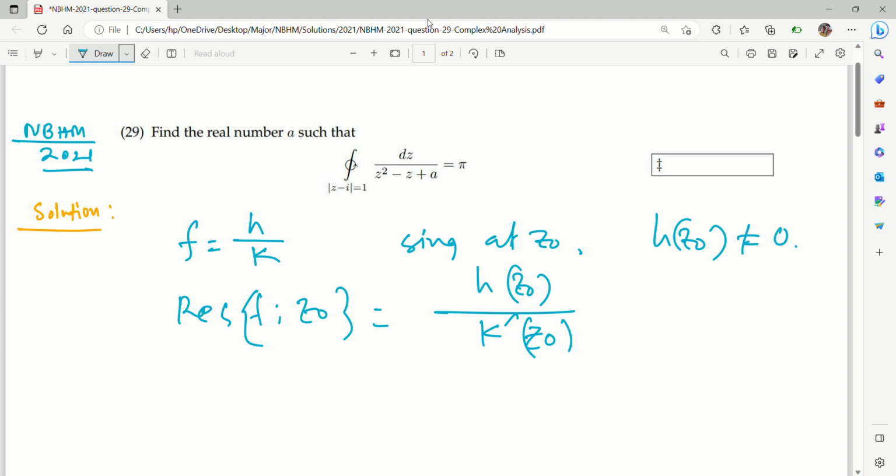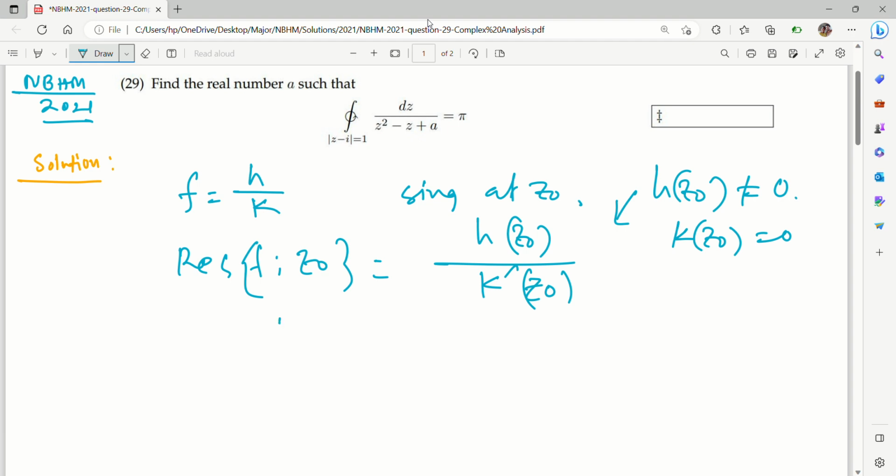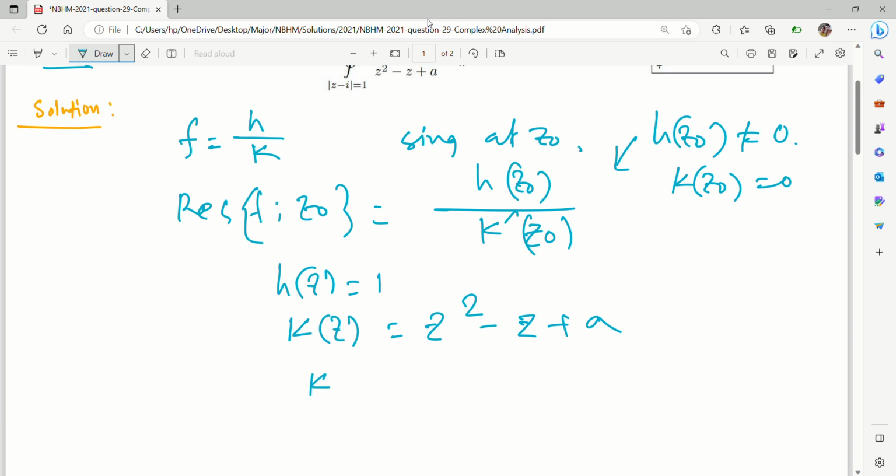and k of z0 is equal to 0, to apply this theorem. So here what we have is h of z equal to 1, k of z equal to z square minus z plus a. So k dash z is 2z minus 1, right? 2z minus 1.